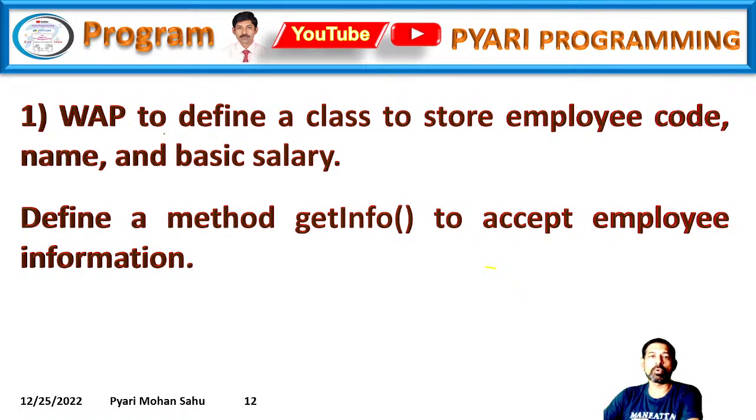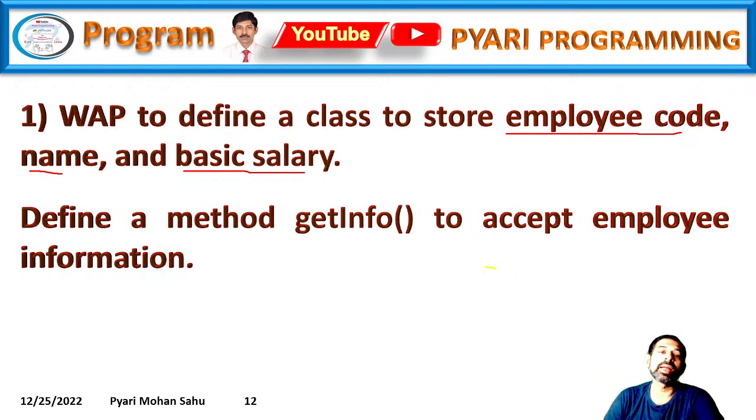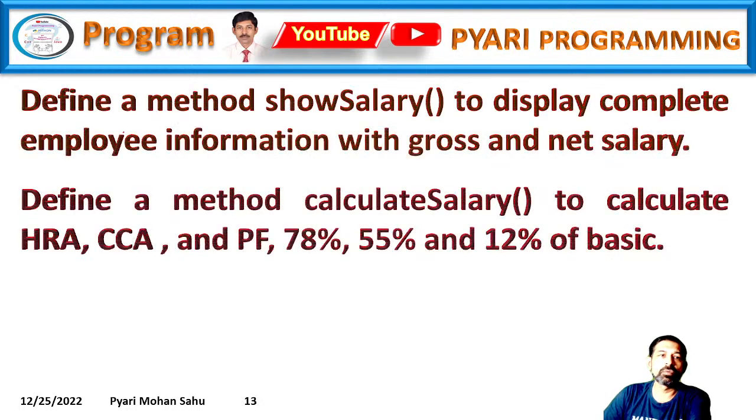It says write a program to define a class to store employee code, name and basic salary. These are my instance variables. As I said, if the question is in descriptive form, we have to check till the end of the question to find the hidden instance variables. Define a method getInfo. That means here I have a method whose name is specified, getInfo, to accept employee information. Now define a method called showSalary. Another method name is already specified, showSalary, to display the complete employee information with gross and net.